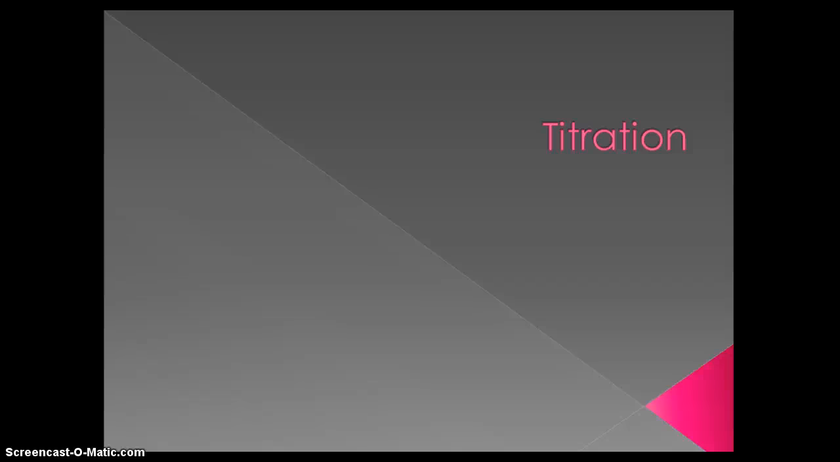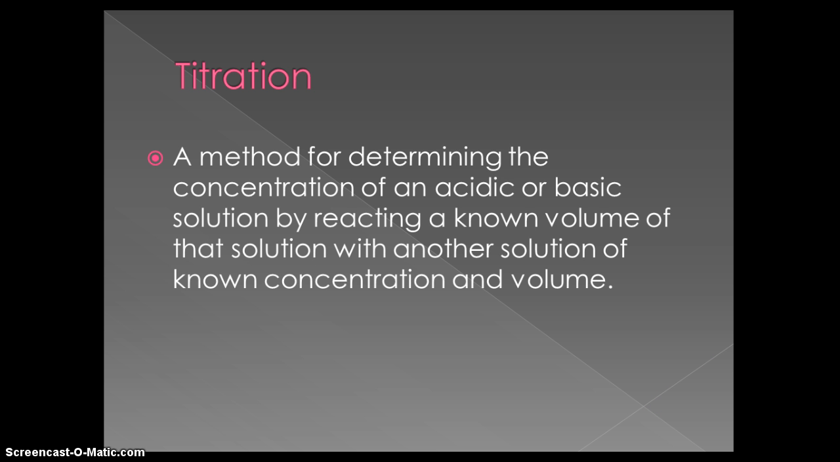Okay, so we've talked about acids and bases, and there is a method to determine the concentration of an unknown, either acid or base. Usually it's an unknown acid, and that is titration. So titration is a method for determining the concentration of an acidic or basic solution by reacting a known volume of that solution with another solution of known concentration and volume. So you know 3 variables, you can find the 4th.